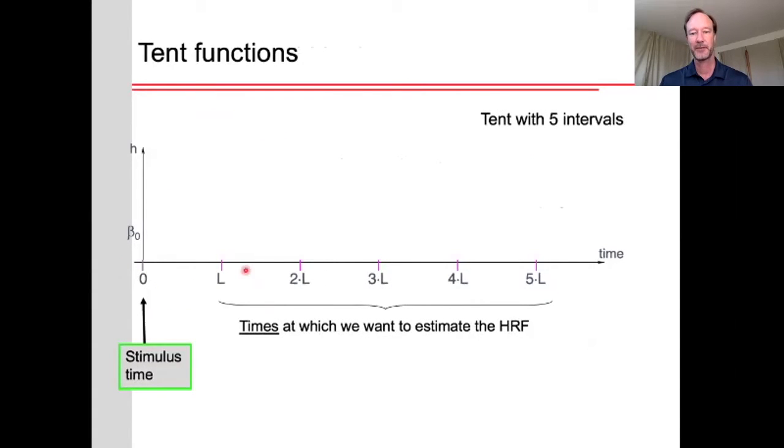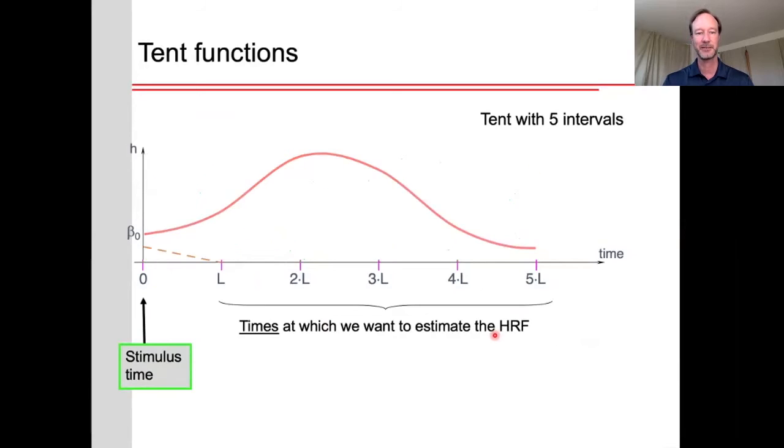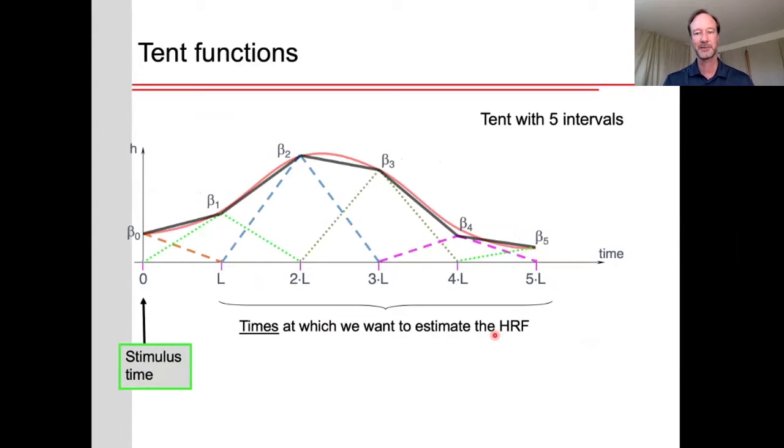Let's say we have at the bottom here, these times at which we want to estimate the hemodynamic response function. What we would do is we'd create these tent functions at each of these times. And let's say this is what the hemodynamic response function looks like. So the way we can estimate that is by fitting each of these to the data. And then if we take the sum of all of these, it creates a piecewise linear approximation of the hemodynamic response.